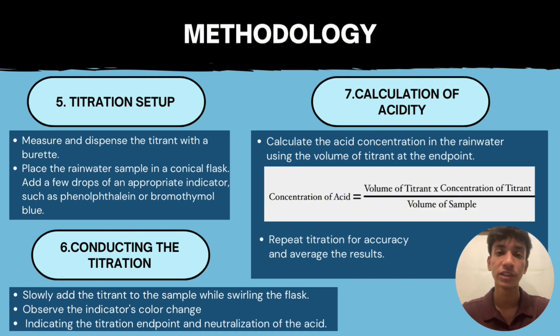The acid concentration in the rainwater is calculated using the volume of titrant at the endpoint, which is volume of titrant times concentration of titrant divided by volume of sample. To ensure accuracy, the titration is repeated and the results are averaged.